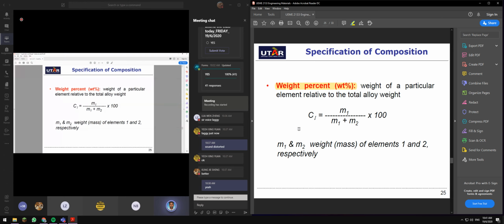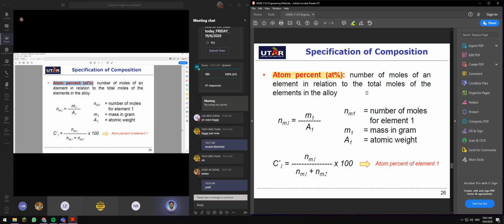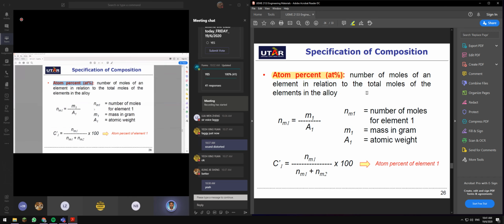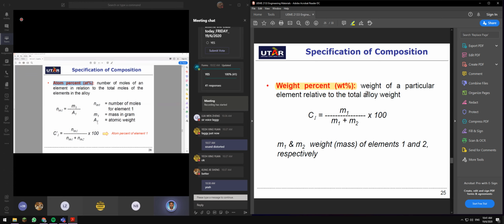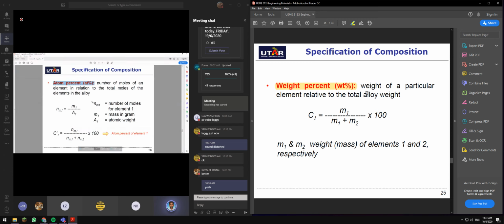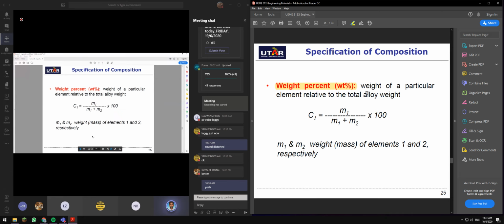Okay, now weight percentage. Before I continue, you will be focusing more on weight percentage and atom percentage when you are doing your FYP2, especially for the students who are interested in doing an experimental based final year project. So you need to be well versed with the calculation of weight percentage and also atom percentage, specifically for students who want to do an experimental based final year project targeted at material studies.